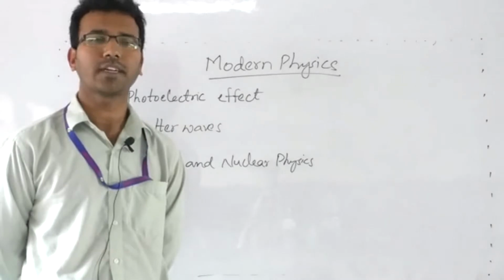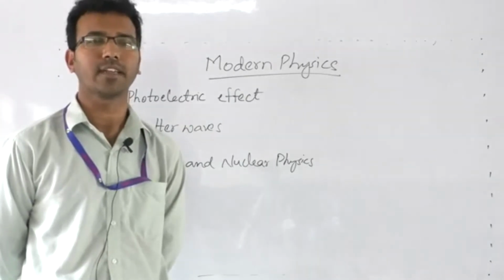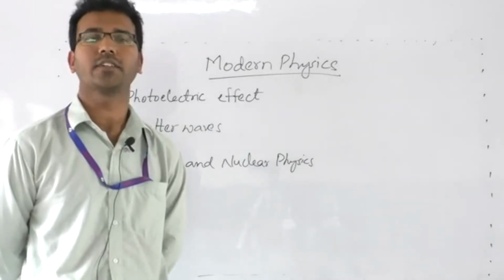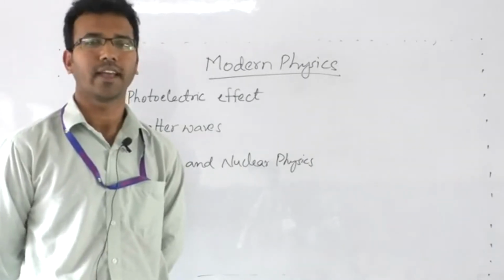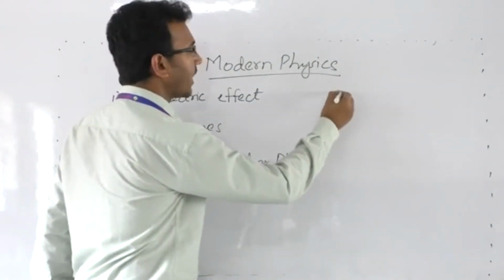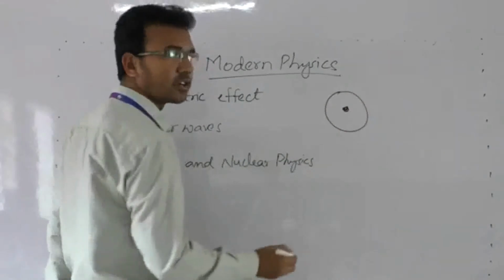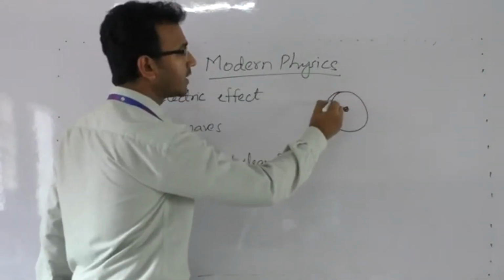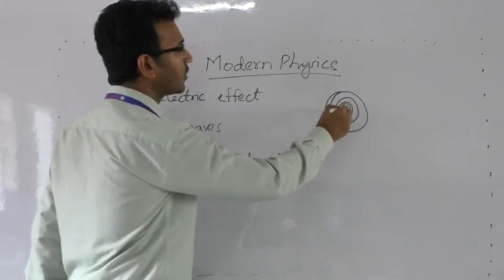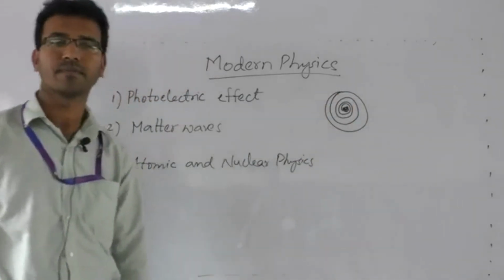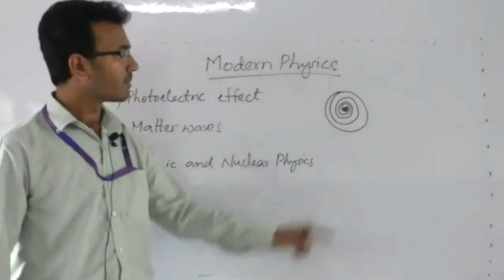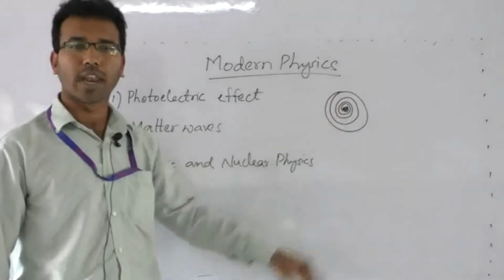So when a charged particle is accelerated, it continuously emits electromagnetic radiation. So electrons should emit radiation and lose energy continuously. Suppose this is the nucleus and this is the original orbit of the electron. Once it loses energy, it has to take a spiral path like this and finally fall into the nucleus. What will happen when the electron falls into the nucleus? The atoms will collapse.